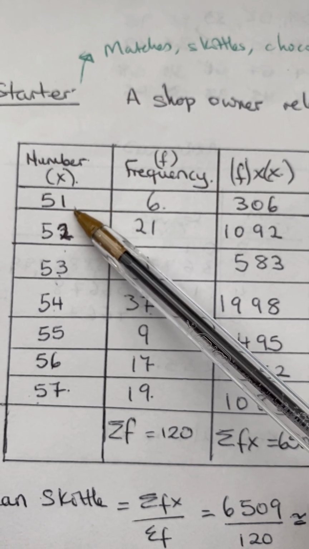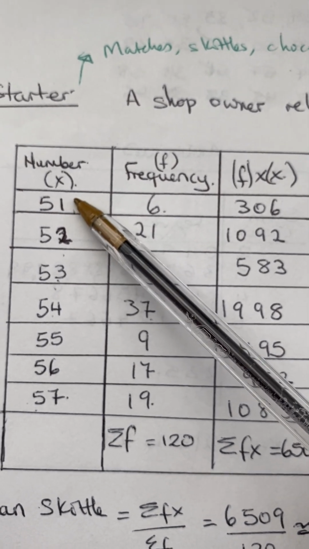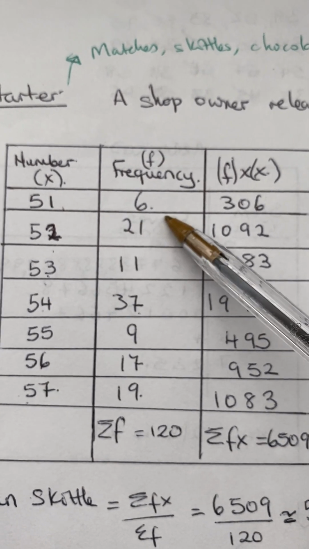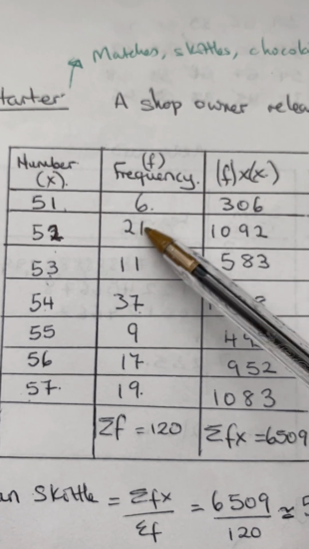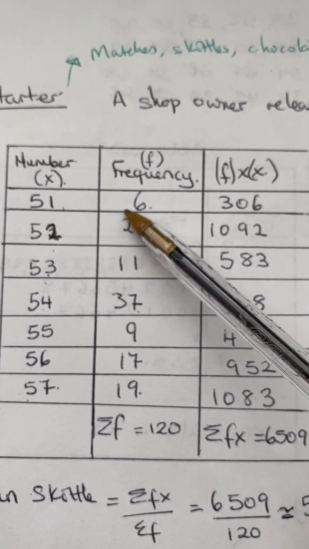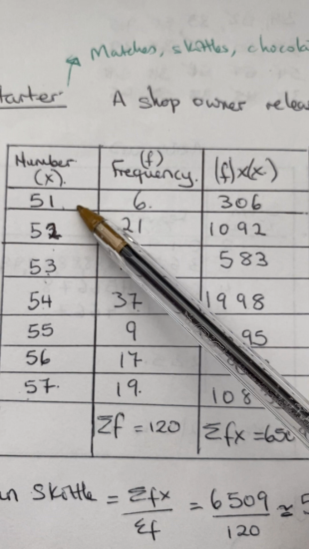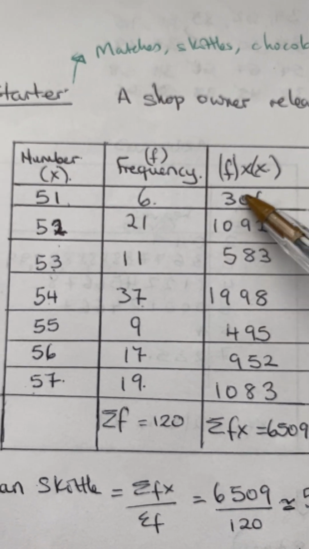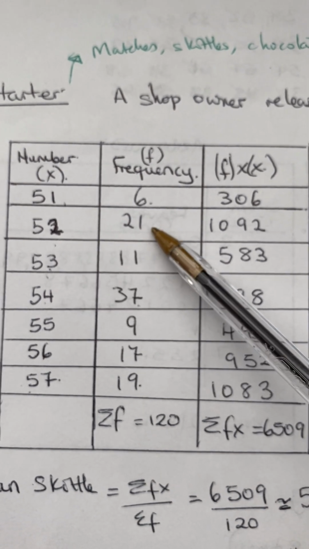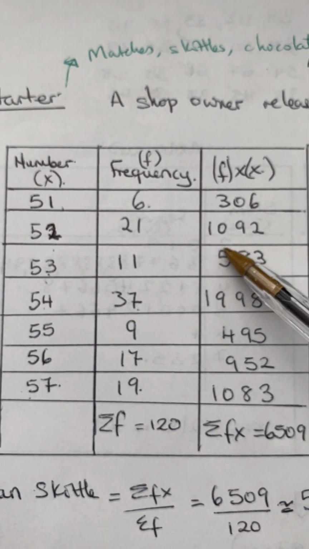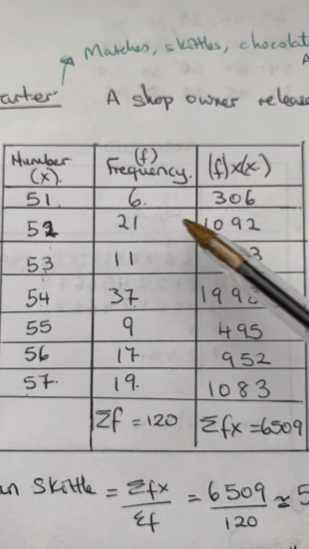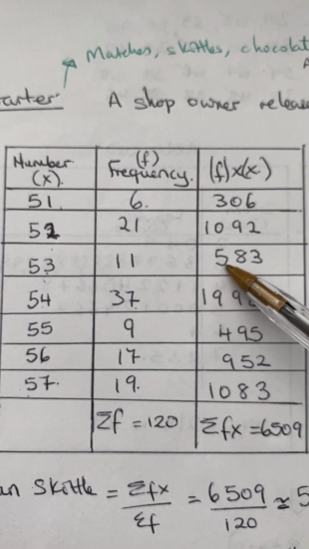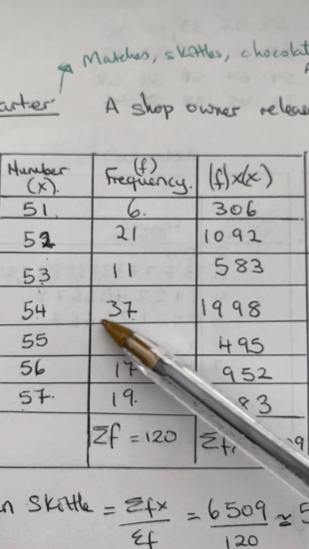It will be your X, the group, times the frequency. So if you multiply that, you have 51 times 6, which is 306. 52 times 21, which is 1092. 53 times 11, which is 583.